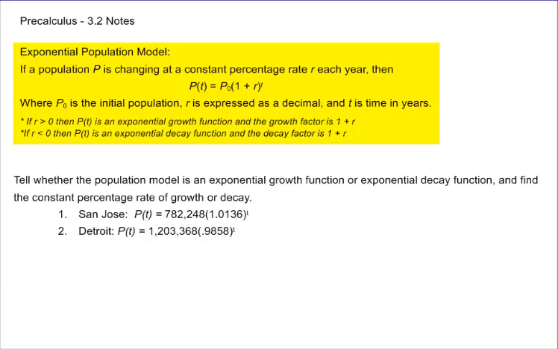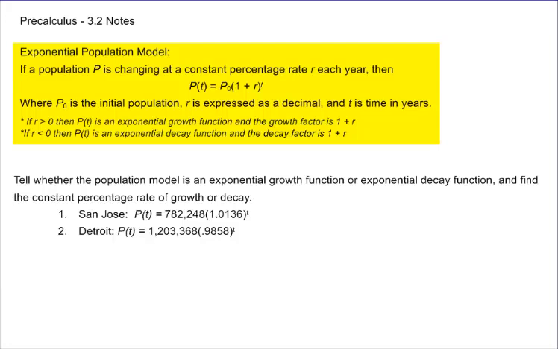Exponential is really good if you're looking at something like half-life or bacteria growth or things of that nature. So what we've got here is a population model where P sub 0 is your initial population, R is your rate, and T is your time in years. And if your rate is greater than 0, then you're going to have growth, and if your rate is less than 0, you're going to have decay. So let's just dive into a problem.